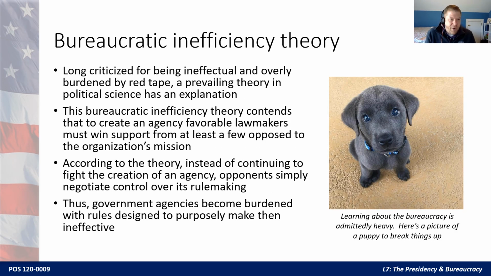Almost done here. Just 2 more slides left. One of the things I want to mention is bureaucratic inefficiency theory. One of the things bureaucratic agencies are often accused of is being very inefficient, not being able to get things done. There's a variety of reasons for that. But there's a prevailing theory in political science that actually makes a lot of sense when you think about it. You have a lot of agencies that regulate certain industries, and those industries generally don't want to be regulated. So they'll fight through their members of Congress to not allow that agency to be created in the first place.